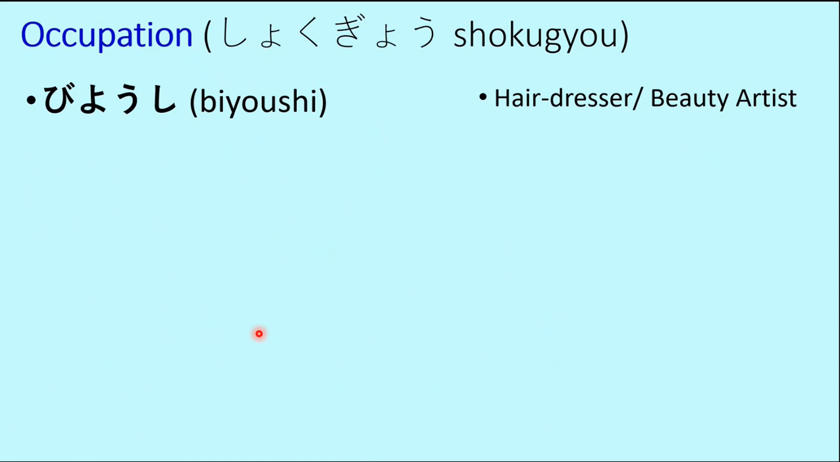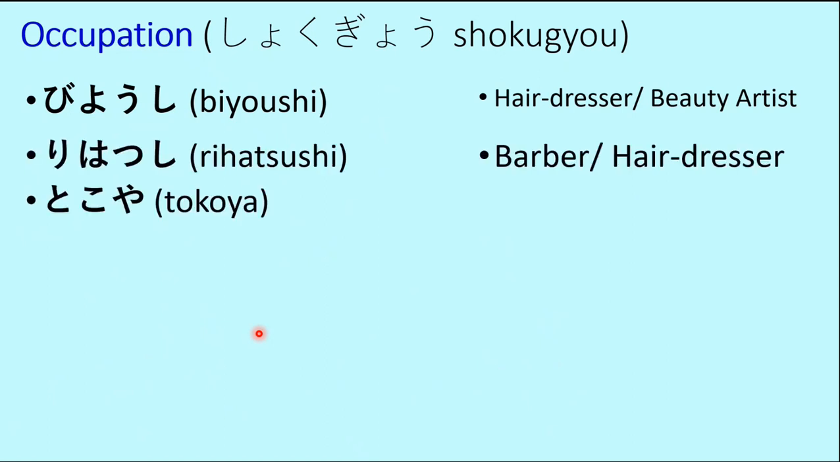Next is biyoshi, which is a hairdresser or a beauty artist. This word you will find in the salons or in the beauty parlors. Then we have a similar word, rihatsushi. Rihatsushi is again a barber or a hairdresser. And also tokoya is used sometimes for barber. In general, tokoya is used for the barber's shop, so it can be used both for the barber himself or the shop. But rihatsushi is specifically for a barber or a hairdresser.